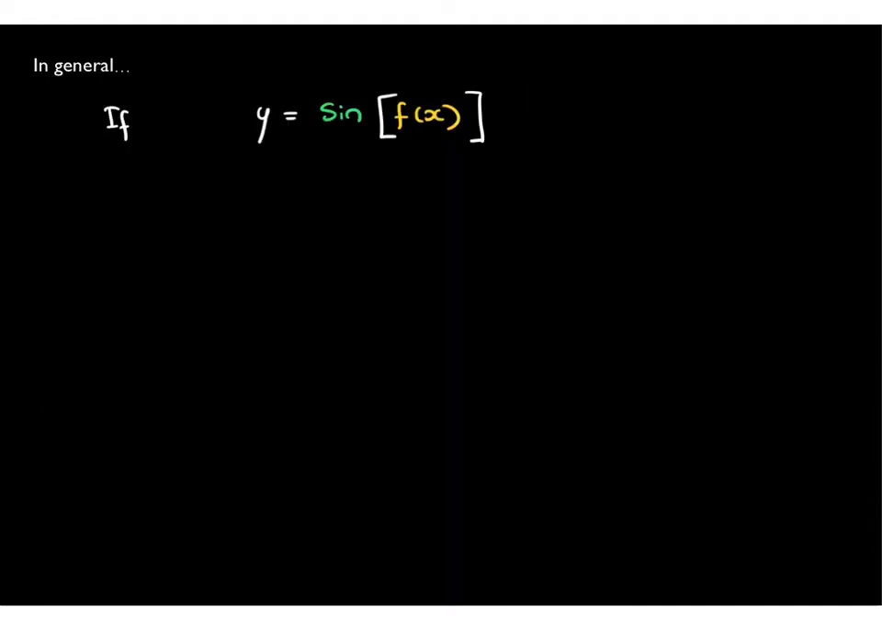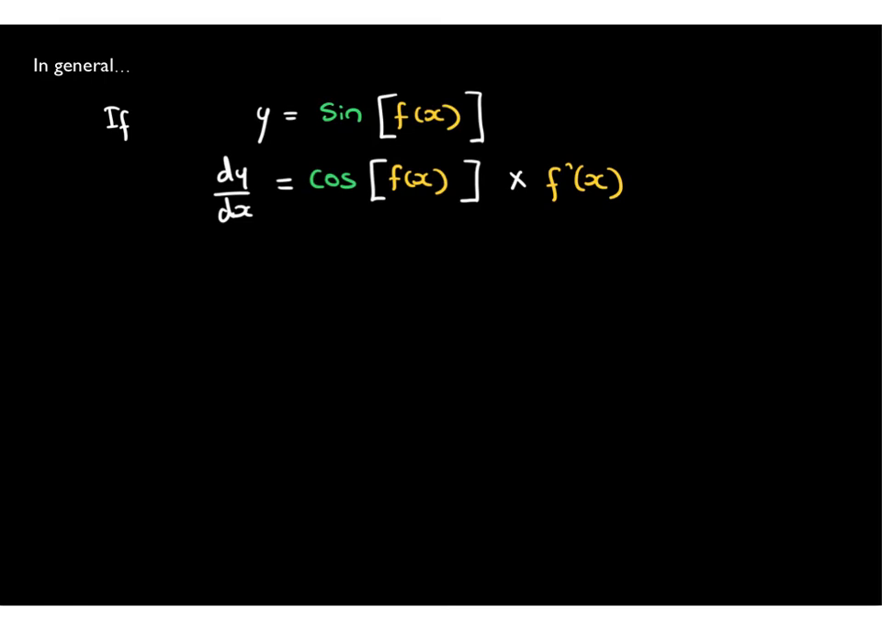So in general, if y equals sine of something, so sine of some inner function, so we have a composite function which is a sine function overall, then dy by dx will equal cos of this function, f of x, but we also then need to multiply by f dash x, the derivative of the inner function. And remember, it's the whole thing being multiplied by f dash x, not just the f of x or something like that.